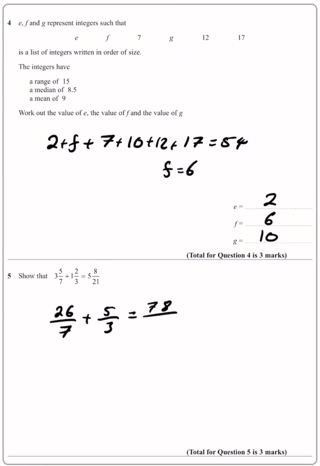For question 5, it says show that, so make sure you show all the workings. I've turned them into top-heavy fractions, found a common denominator of 21. Add the numerators, we get 113 over 21. And lastly, write it as a mixed number, that's 5 and 8 over 21, which is what the question wanted.